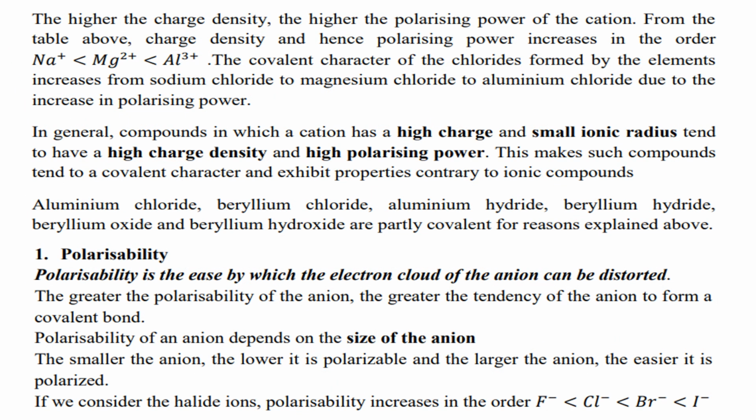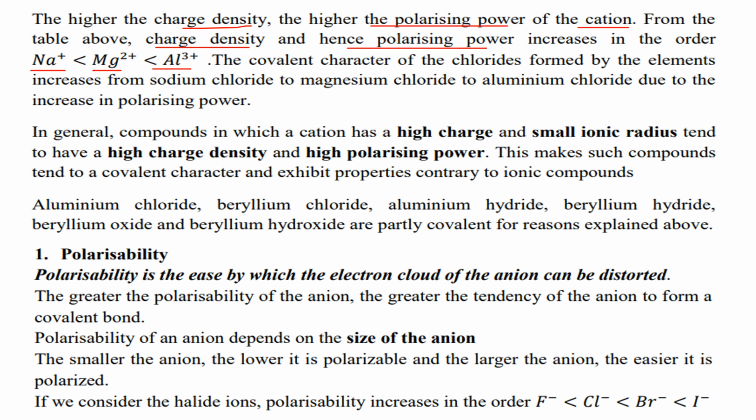So looking at a well-explained example, we are going to be saying that the higher the charge density, the higher the polarizing power of the cation. And you're going to say that from the table above, charge density and hence polarizing power is going to increase in the following order, just like I've explained. Aluminium is going to have a higher charge density than magnesium, and magnesium is going to have a higher charge density than the sodium ion.